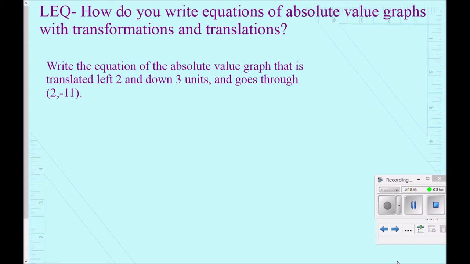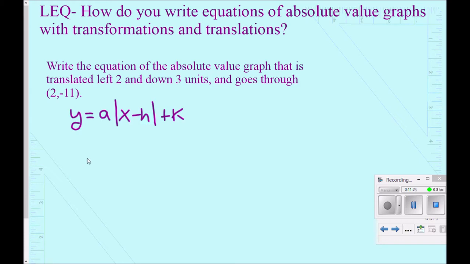So I don't want you to just graph this and do the problem the way we did the last few. Instead, I do want to see an algebraic approach. So let's talk about that algebraic approach. The equation that I gave you the other day in class for an absolute value graph, the general equation, looks like that. Okay, well, just reading the problem, I know that it's translated left 2 and down 3, so I know what the h and k should be to make those translations happen.